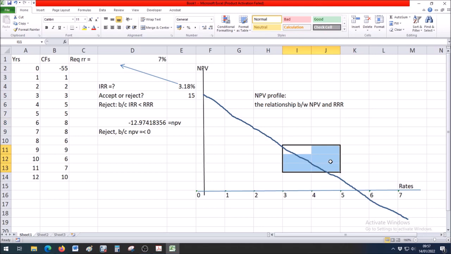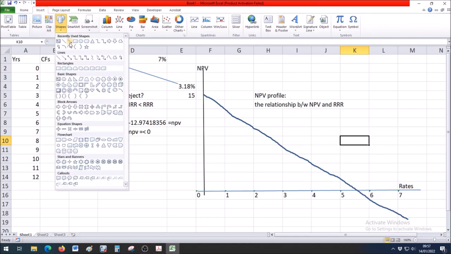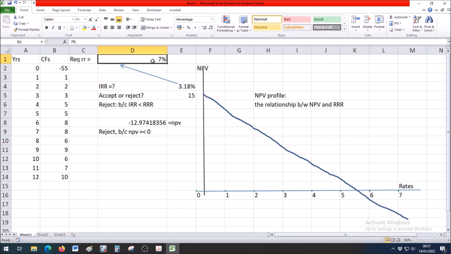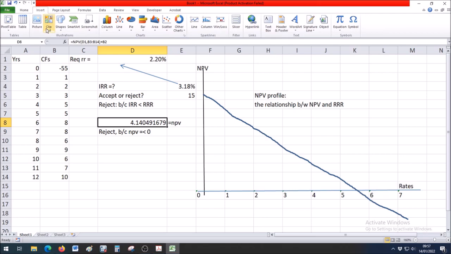So this is called NPV profile. Of course, it's a downward slope line. As the rates increase, NPV drops. And when we calculate NPV, what happens is we choose a required rate of return. Let's change this number here. Let's choose 2.2%, for example. Let's show some details. 2.2%. NPV, as you see, has increased to 4 million.